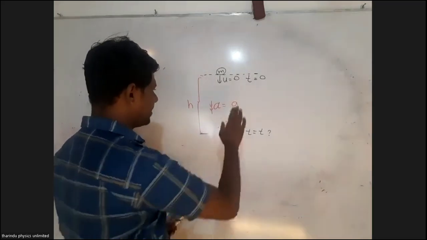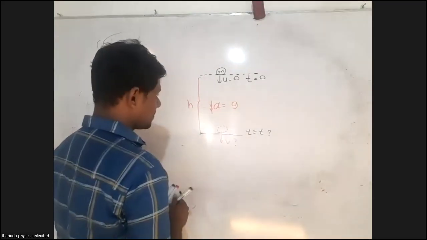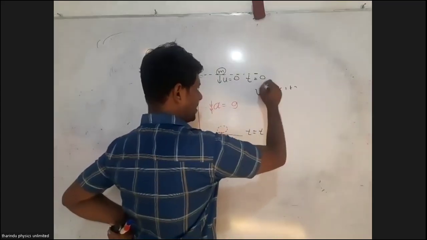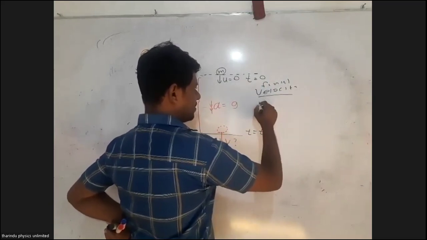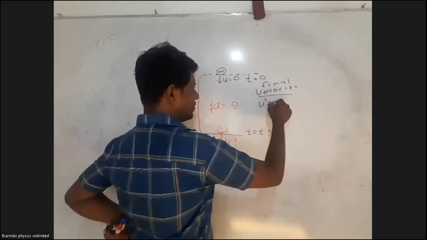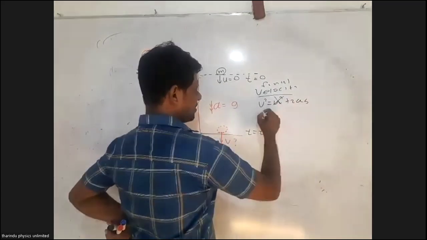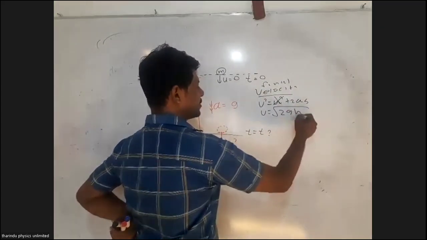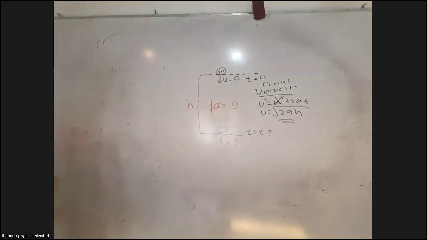Now let's try to find the final velocity. How to find it? v squared equals u squared plus 2as. u is 0. v equals the square root of 2gh. You can use this and find the velocity. Very easy.